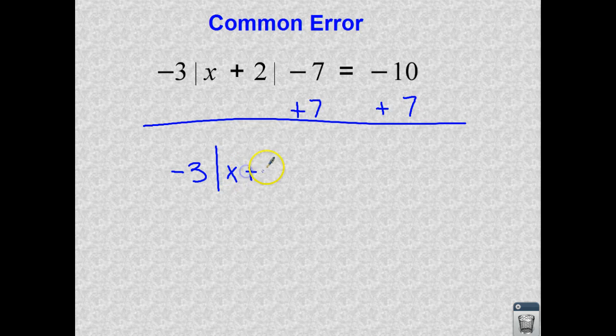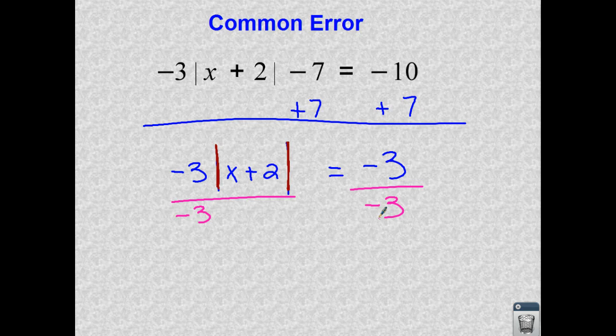multiplied by the absolute value of x plus 2 is equal to negative 3, because negative 10 plus 7 is negative 3. All right, I still have a negative on the right side. However, there's another step that I need to do to even consider what the x values might be on the inside. So let's do the inverse of multiplying by negative 3. We're going to divide both sides by that negative 3.